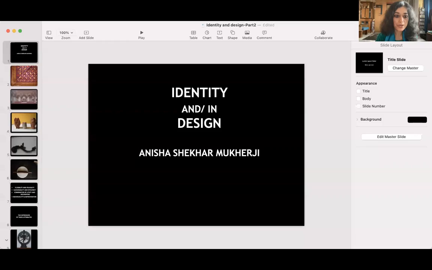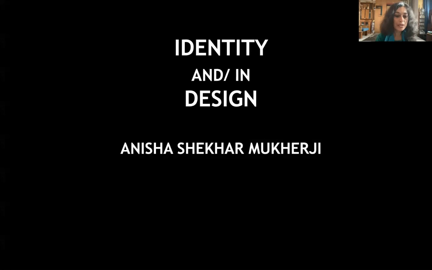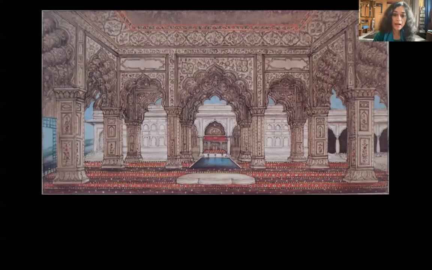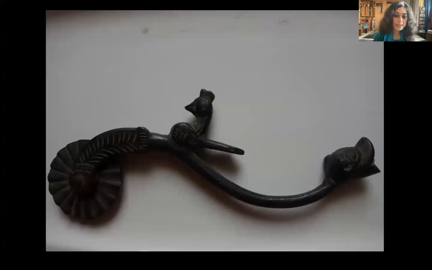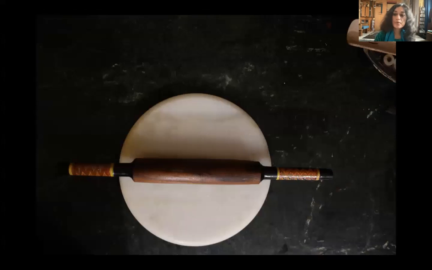So, welcome to the second part of our exploration on identity and design, in which we'll continue the discussion that we began in the first part. In our last conversation, we looked at certain examples across different fields of design: attire, architecture, toys, kitchen implements, and utensils, which we associate even today with being Indian.